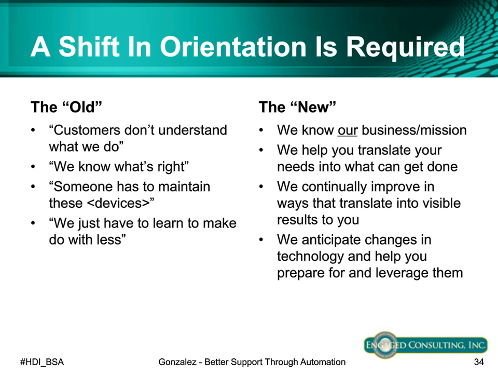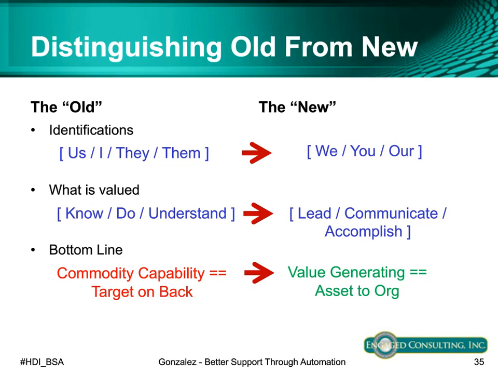And to be able to do this, we need to be able to distinguish the old from the new. So here you can see some examples of the words. The identifications in this are organized around us, I, they, them. So that's all the historical stuff. The we, you, and our is how we would speak if we are actually a part of that business. In the old model, the things you know, the things you do, and the things you can understand are actually things that are valued.